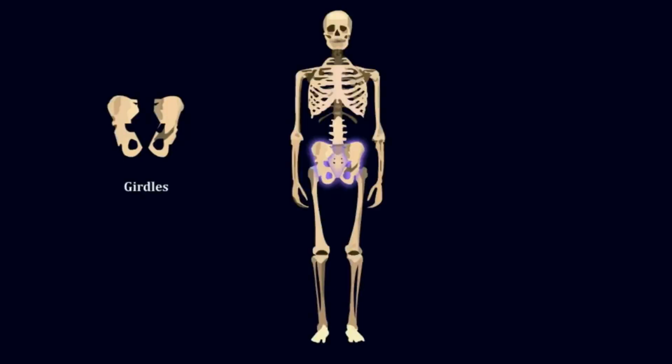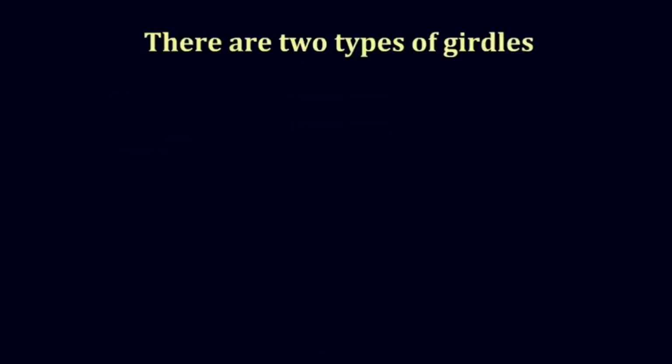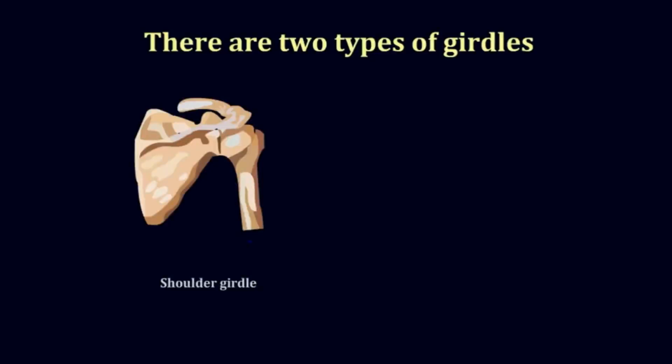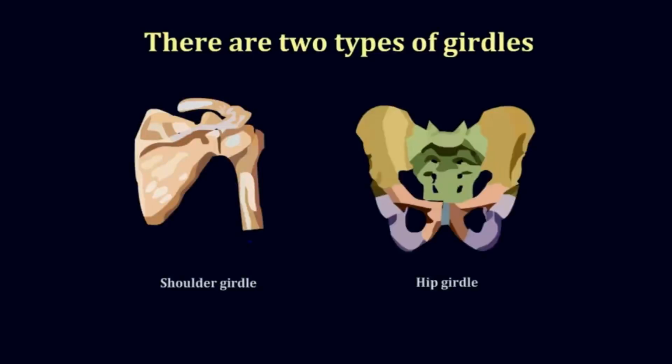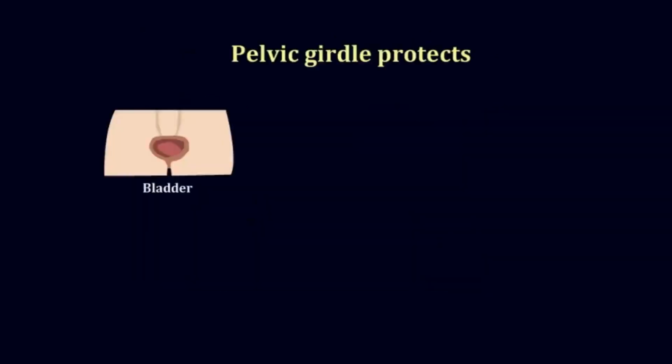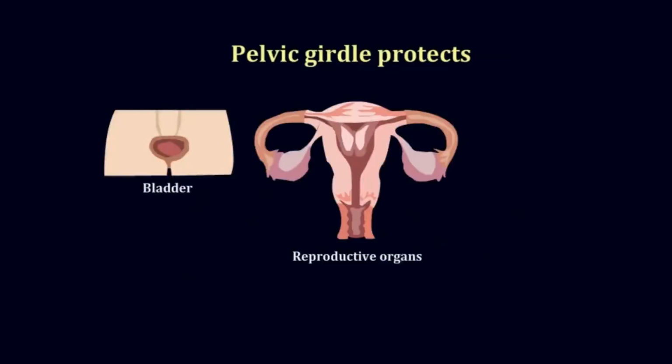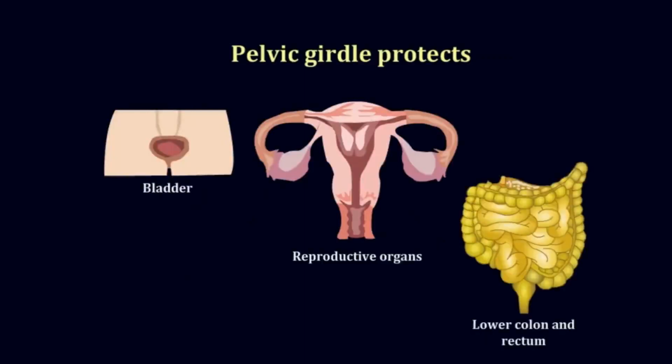Girdles. Girdles are the parts of skeleton which help to articulate the limb bones to the main skeleton. There are 2 types of girdles, shoulder girdle and the hip girdle. Pelvic girdle protects the bladder and reproductive organs, lower colon and rectum.